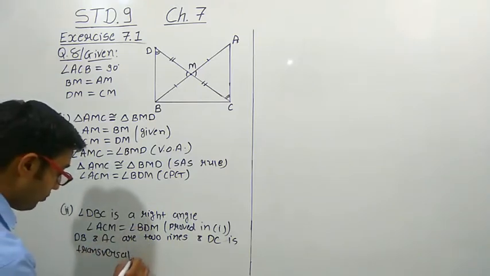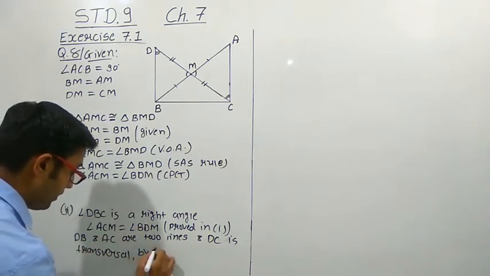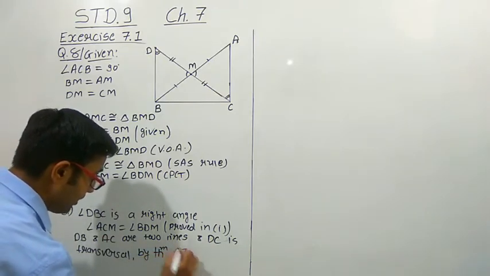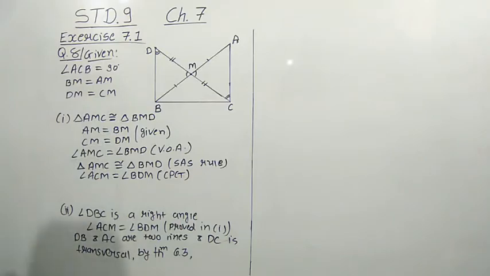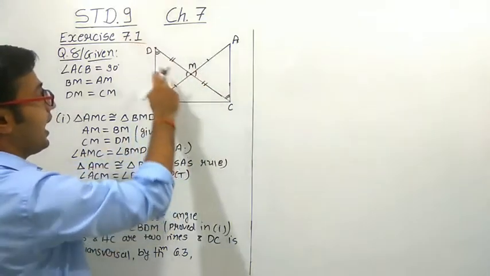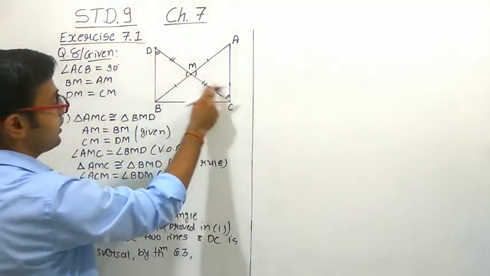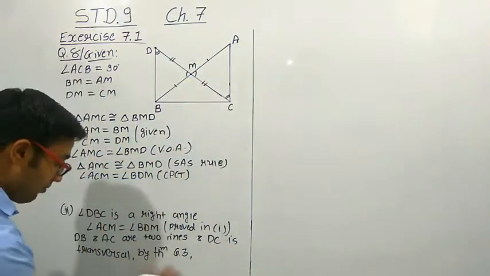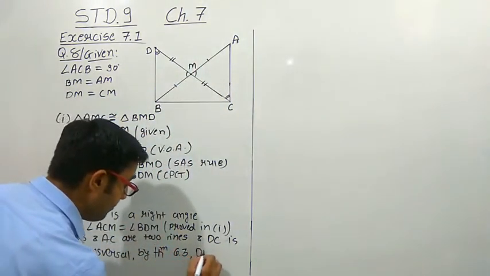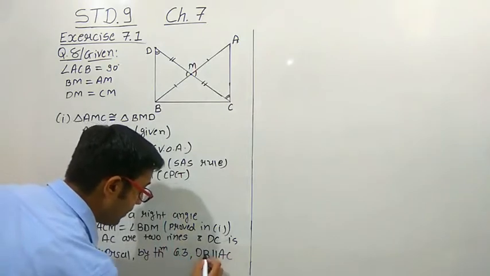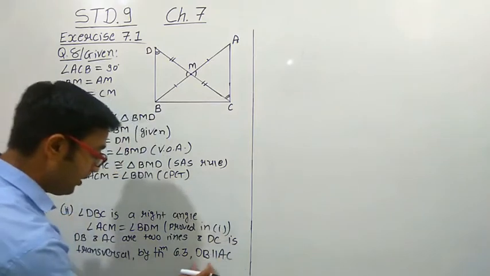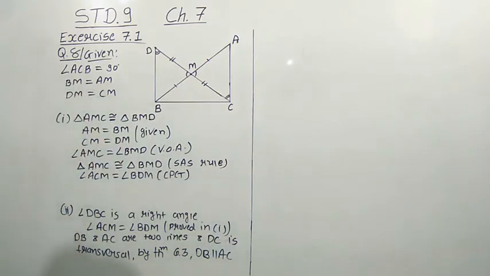So according to theorem number 6.3, what we can say is, if there are two lines, one transversal is intersecting, and if the pair of alternate interior angles become equal, then by theorem 6.3 we can say that DB and AC are parallel. DB will become parallel to AC, right? So what we were required to prove is that DB and AC are parallel, and that we have proved here.